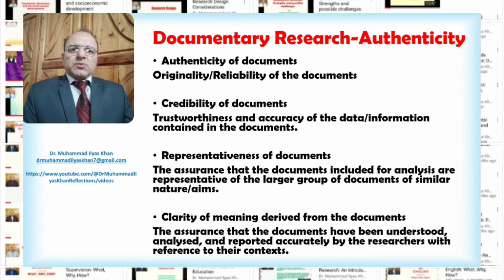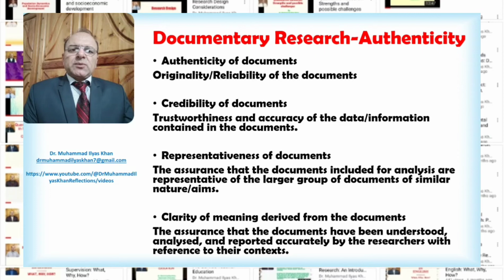So the first one is we need to make sure of the authenticity of the documents, that is, that the documents are original and reliable. Secondly, the credibility of the documents, that actually means the trustworthiness and accuracy of the data or the information that is contained in the document. So we also need to make sure that the information and data that we get from the documents is actually accurate and authentic. Thirdly, representativeness of the documents.